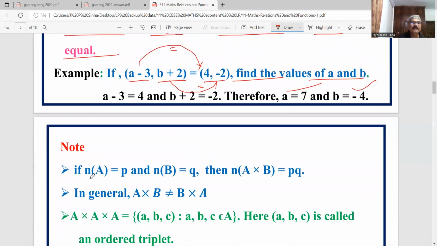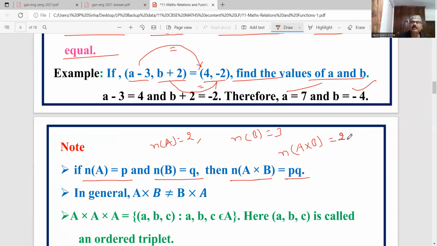This we have already seen. If the number of elements in set A is equal to P and the number of elements in set B is equal to Q, then the number of elements in the set A cross B will be P into Q. We have already seen, if the number of elements in set A is equal to 2 and the number of elements in set B is equal to 3, then the number of elements in the Cartesian product of sets A and B will be 2 into 3, that is 6.